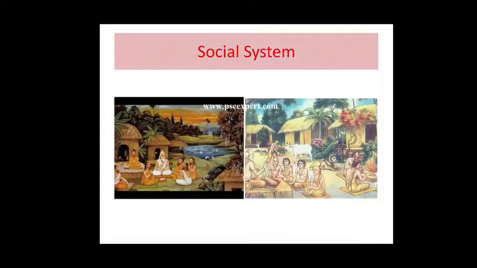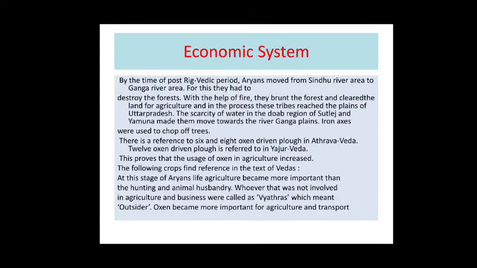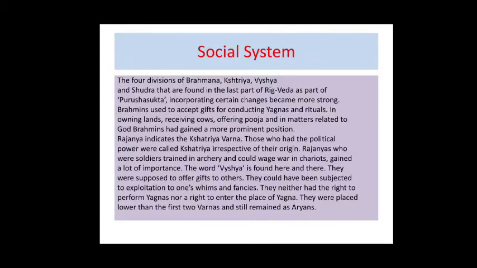Shudras were part of the Varna system but were kept at the lower end of it. That is the social system. Dasas, the slaves, were kept outside the Varna system. Slowly they were integrated into the Shudra Varna. Though Shudras were accepted as part of the Varna system, they were not given any rights.